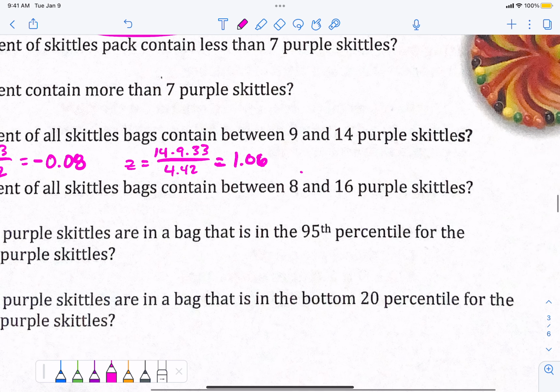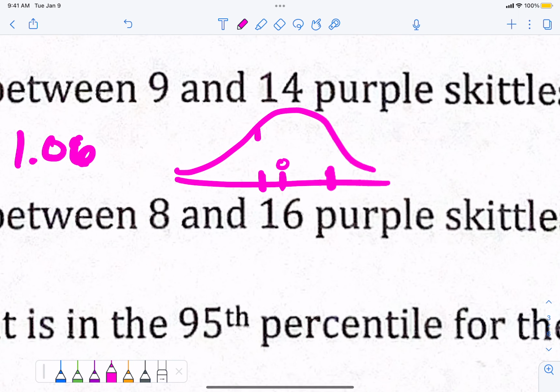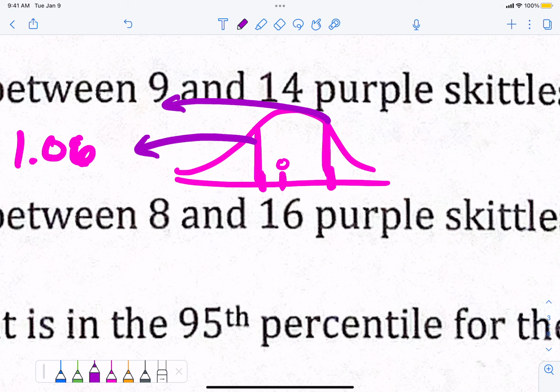Okay, so when we're doing 9 and 14, here's where 0 lives. -0.08 will be here and 1.06 will be here. I'm looking for the percent that's between those two. So how do we do that when we're looking between? If we look up -0.08, 0.4681, that means 46% are below -0.08, which should be right. It's less than half. This one should be a little bit more than half, or 75% or something.